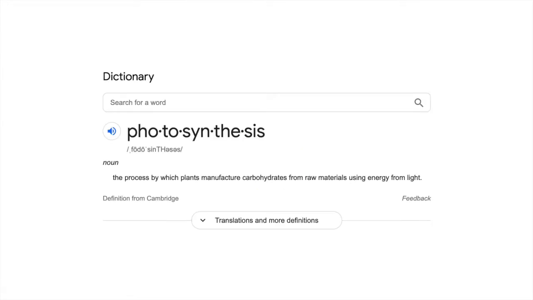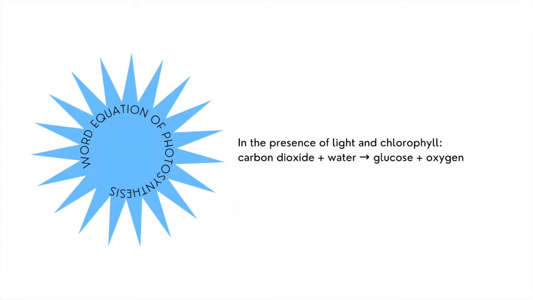As plants are autotrophic, photosynthesis is the process by which plants manufacture carbohydrates from raw materials using energy from light, a metabolic process in photosynthetic organisms requiring light energy to transform raw materials into carbohydrates stored and used for energy. The light energy is first absorbed by the chlorophyll, then used to convert carbon dioxide and water into glucose, with oxygen as a byproduct.